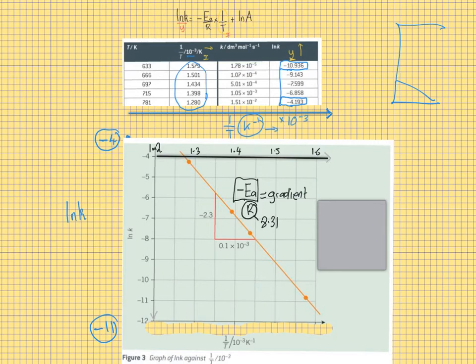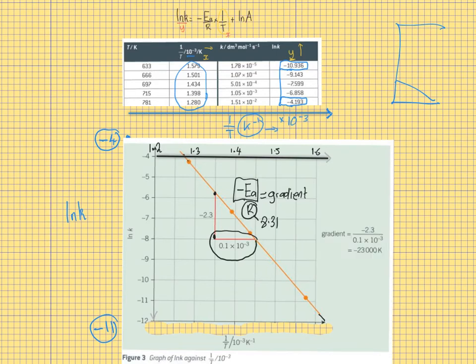So a quick recap of how you do gradients again. You get the tangent, in this case it's a straight line so it's easy, of the gradient, and what we've done here is taken this value here and this value here, which is approximately 6 take away, which is about 2, divided by the y-axis, which is roughly 0.1 times 10 to the -3.